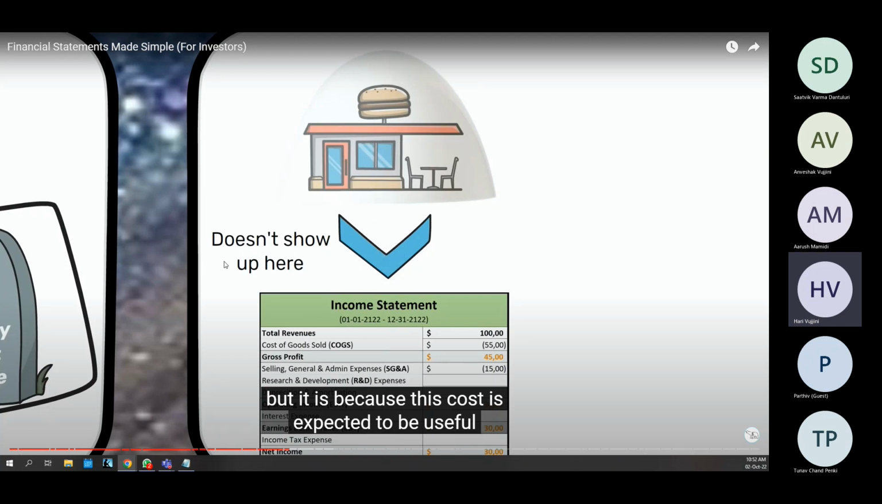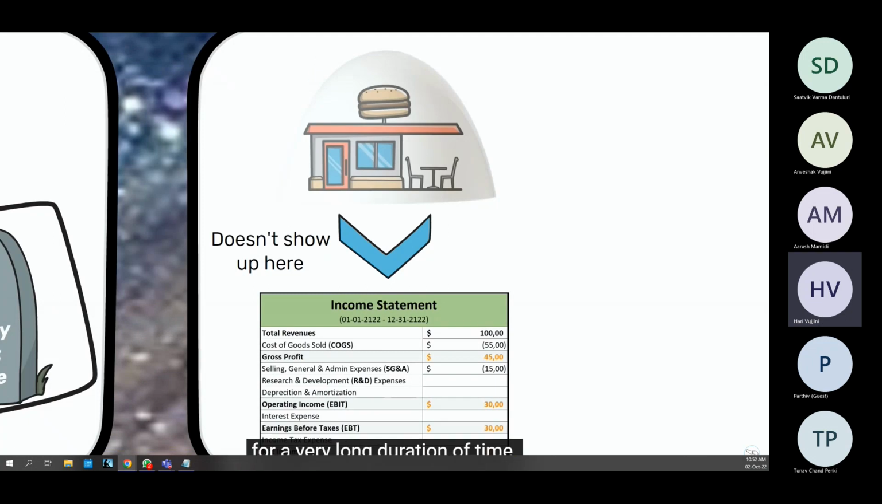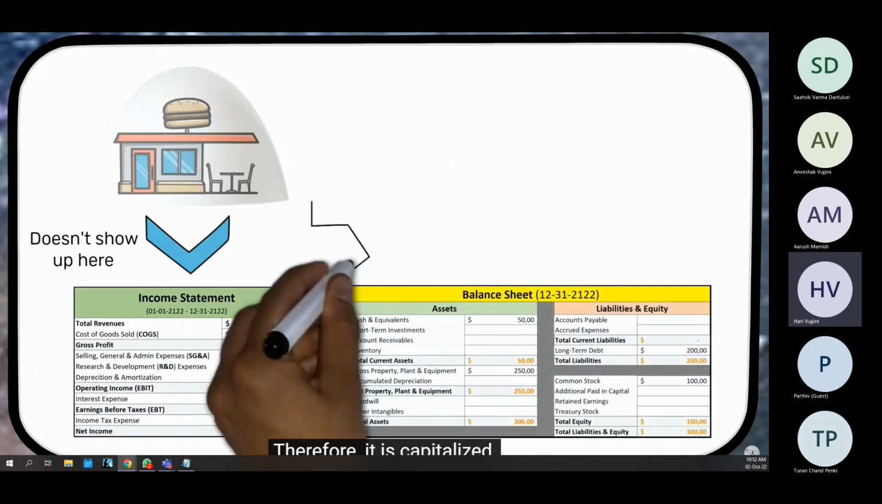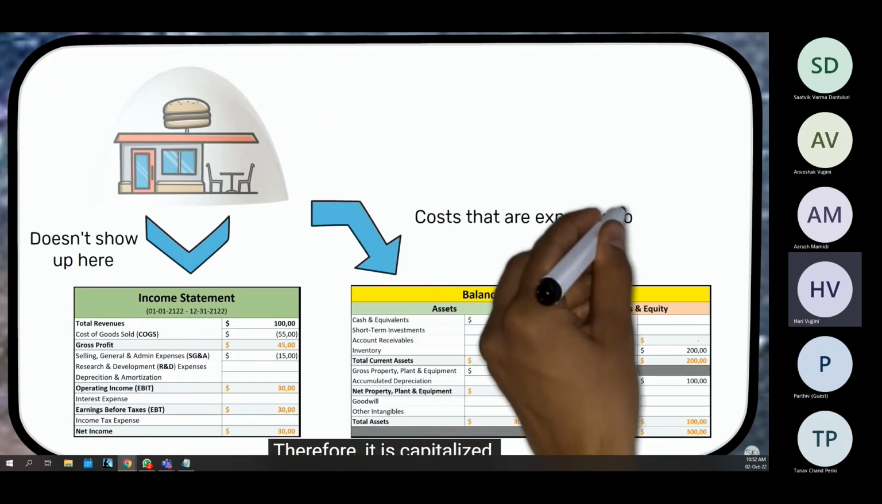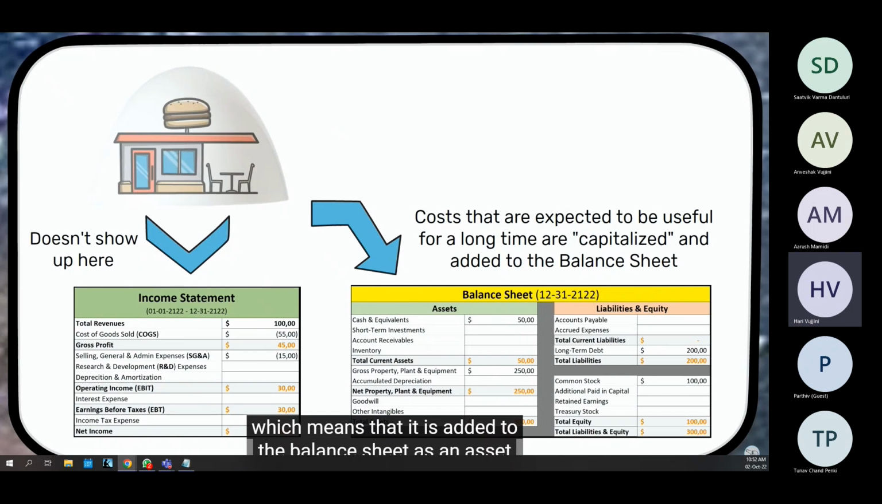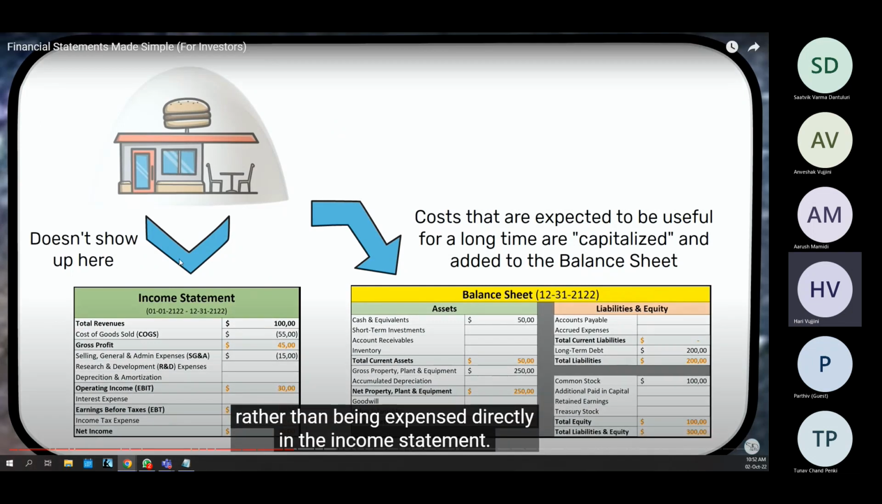This cost is expected to be useful for a very long duration of time. Therefore, it is capitalized, which means that it is added to the balance sheet as an asset rather than being expensed directly in the income statement.